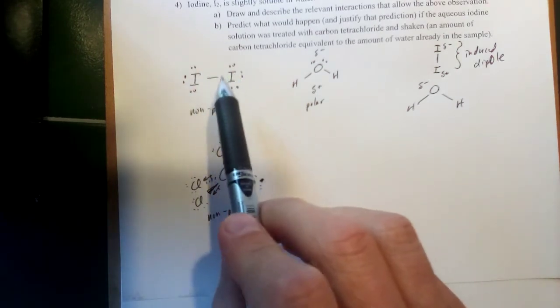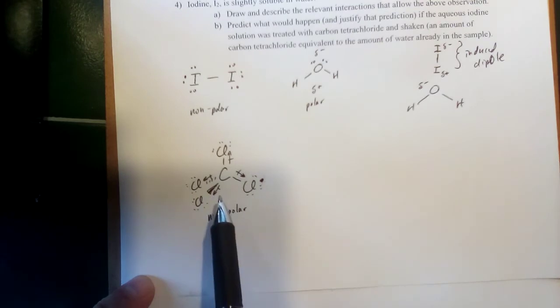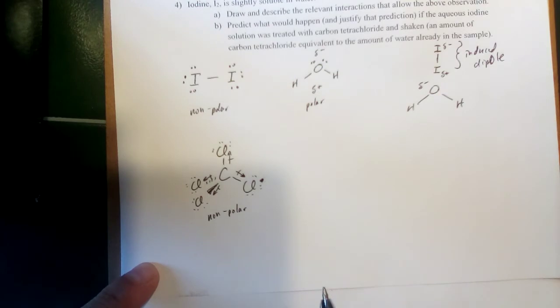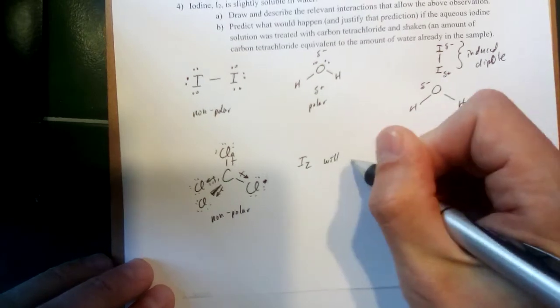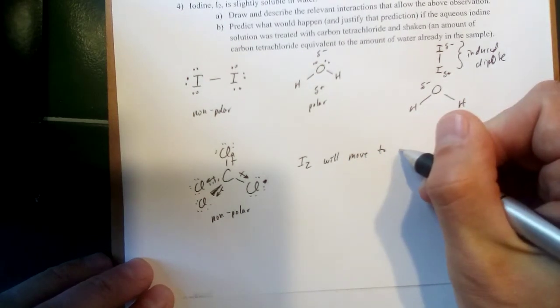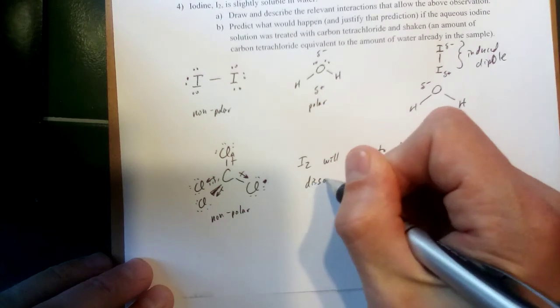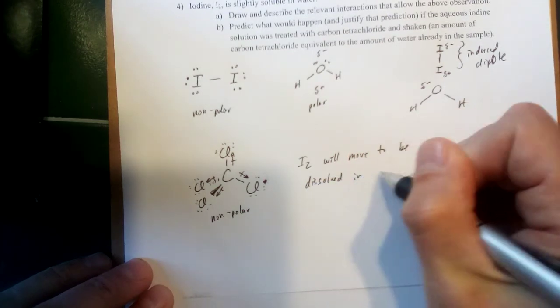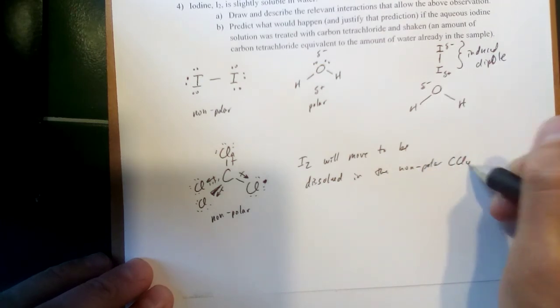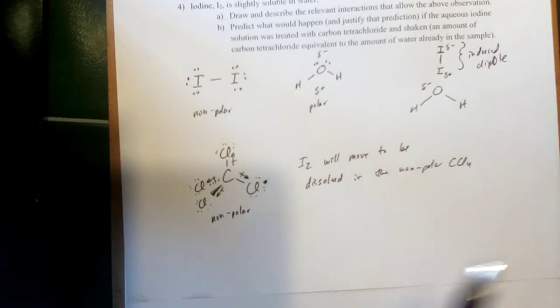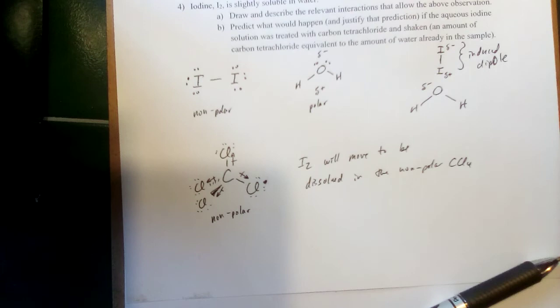Iodine, being nonpolar, is going to be much more soluble in the nonpolar liquid than it is in the polar liquid, the water. So what's going to happen is I2 will move to be dissolved in the nonpolar carbon tetrachloride. The iodine will no longer be in the water. It'll be only in the carbon tetrachloride, and the water will be iodine free in the sample.